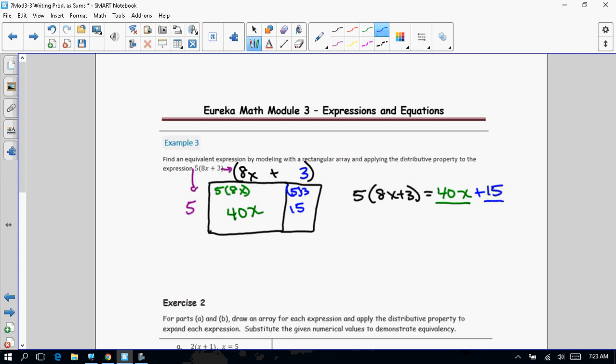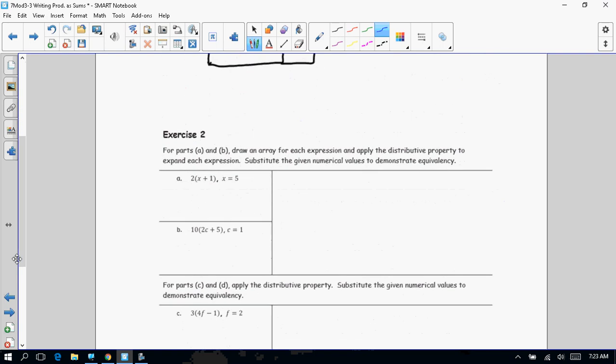Or if you need to, just draw arrows. Do something in your notes to make it so that you understand where these numbers are coming from. All right, let's try 2A together. 2A, we're going to do this one together.